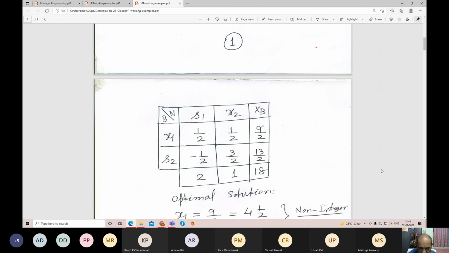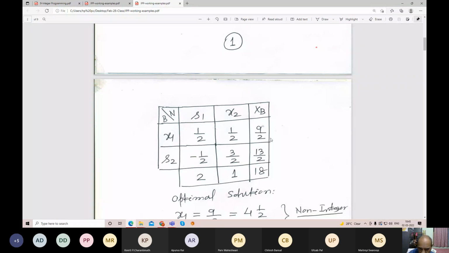However, the variables are non-integers. X1 is a variable, value is 9 by 2, non-integer. S2, another variable, a slack variable, the value is non-integer, 13 by 2. So we have to find a cutting plane with respect to the largest fractional part. X1 is 9 by 2, the fractional part is half. S2 is 13 by 2, here also the fractional part is half. So you consider the first one, or you can consider the second one, no problem.